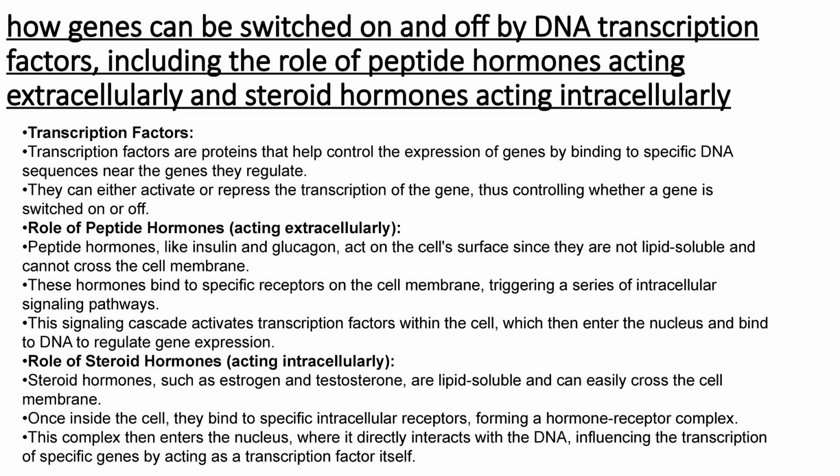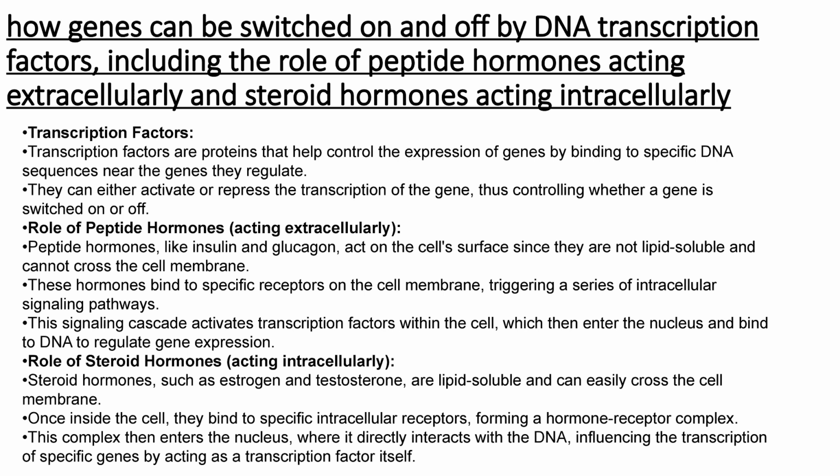So now, the peptide hormones. These hormones, like insulin, act on receptors on the cell surface since they cannot cross the cell membrane. When they bind to these receptors, they trigger a signaling cascade that activates the transcription factors to regulate gene expression inside the cell.